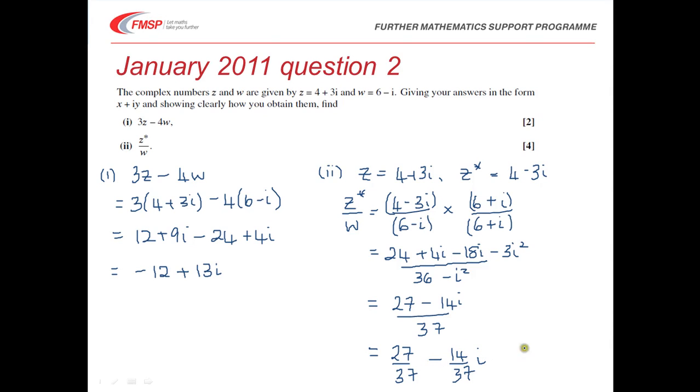So there were 4 marks for that question. You got 1 mark for writing down the conjugate of z correctly. You got a mark, a method mark, for multiplying by the conjugate of omega, that is 6 plus i, and then you got 2 accuracy marks here, 1 for the real part and 1 for the imaginary part.